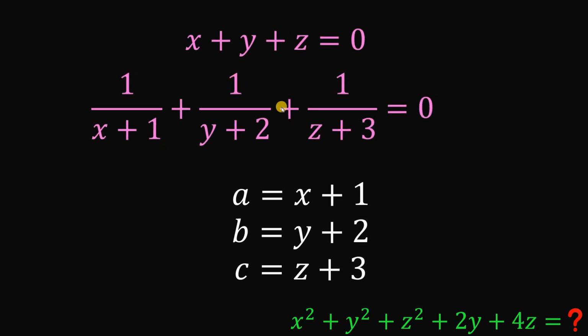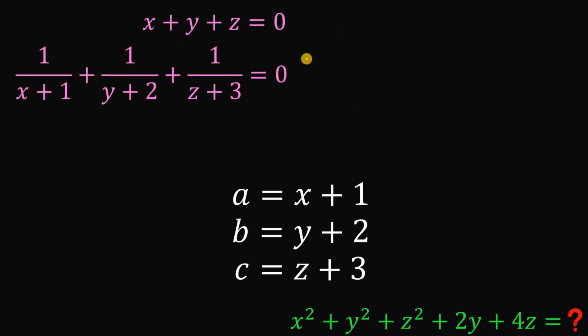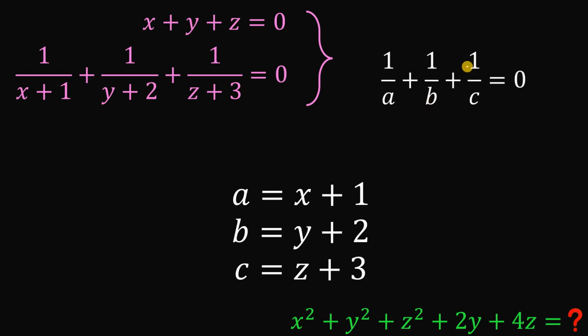So now, we can rewrite the second equation as 1 over a plus 1 over b plus 1 over c equals 0, because a is x plus 1, b is y plus 2, and c equals z plus 3. Now, the first equation tells us that x plus y plus z equals 0. So, what we're going to do in these three equations is to add them.